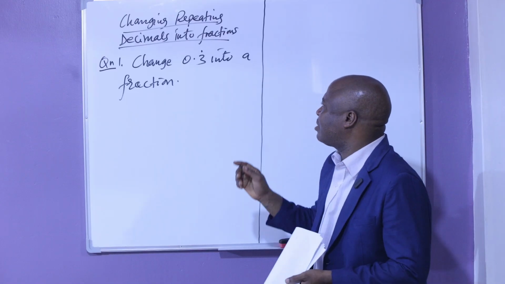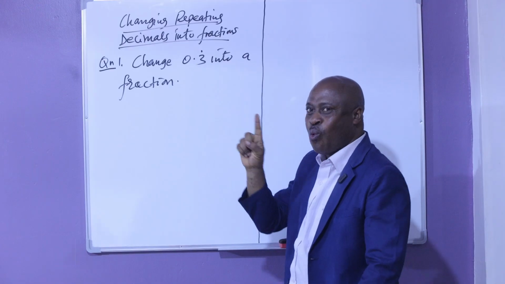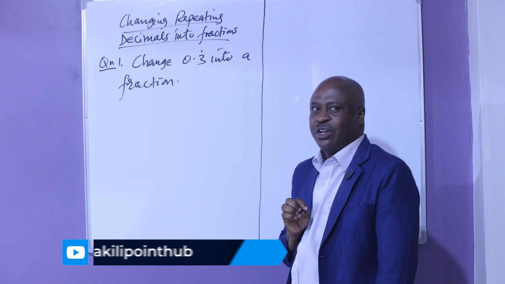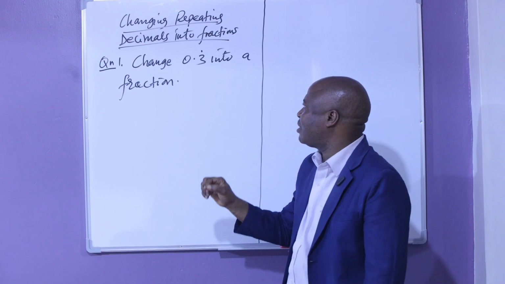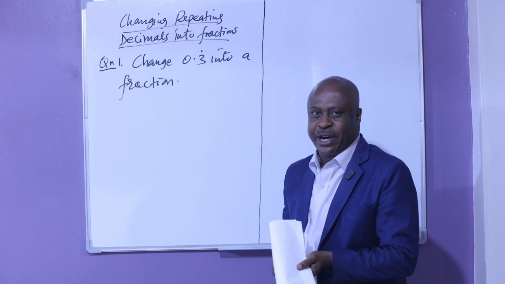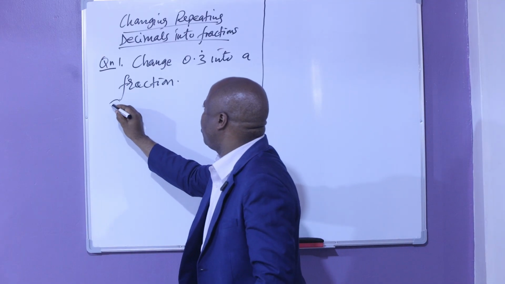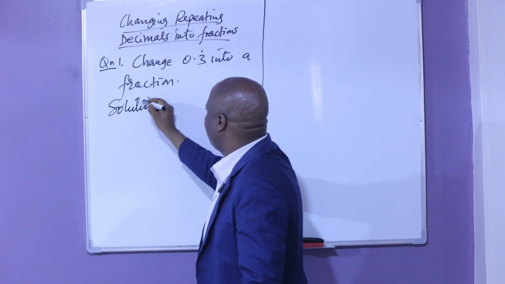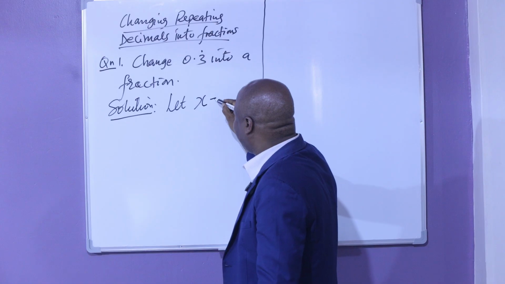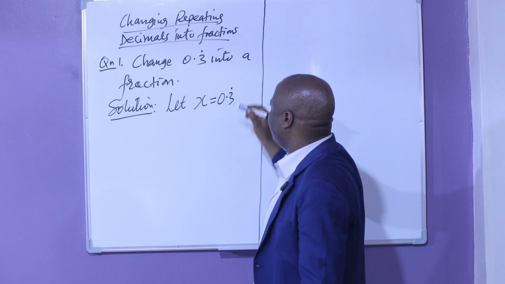Number 1, we look at the question itself. The question given here has 1 decimal place. And so if it is given with 1 decimal place, we want to change this decimal that has 1 decimal place into a fraction. And because we don't know that fraction, we have to let that fraction be x. So let x be equal to 0.3 dot.